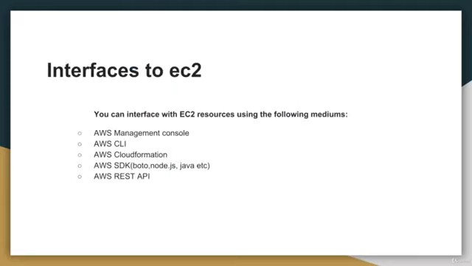You can interact with EC2 by using these methods. Obviously, we have been using the management console to work with EC2, but you can also use the command line interface where you type in some simple commands and you can interact with EC2: describe, list, create, delete. We have a lab on this. You can also use CloudFormation to provision EC2 instances and also destroy EC2 instances that are created by CloudFormation. You can also use the AWS Software Development Kit to work with EC2 instances, and also the AWS REST APIs. We'll look into the command line interface in one of our labs.